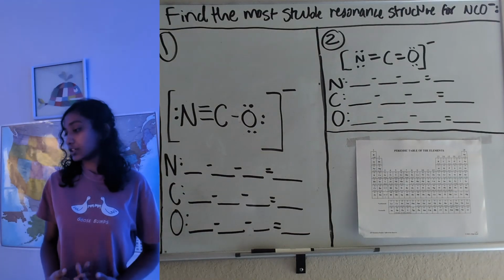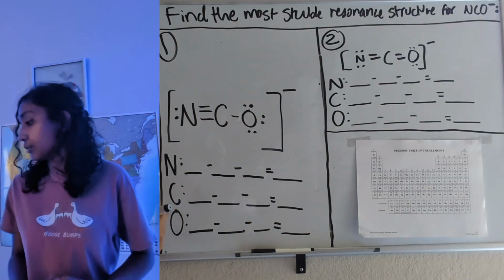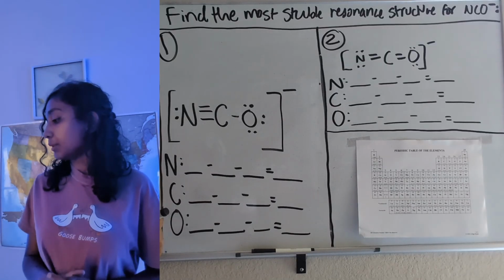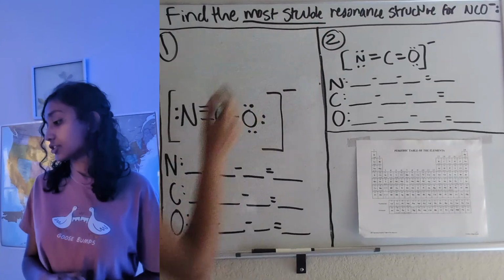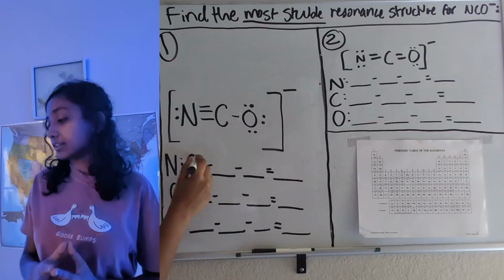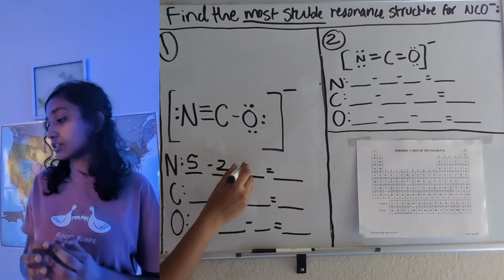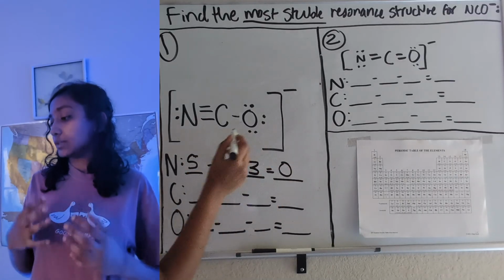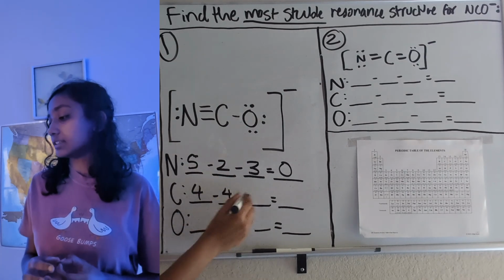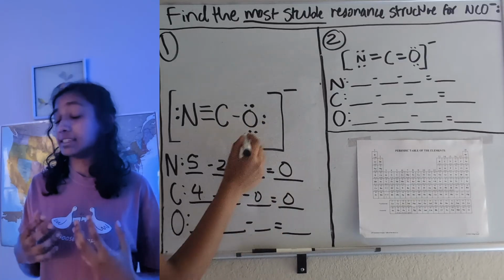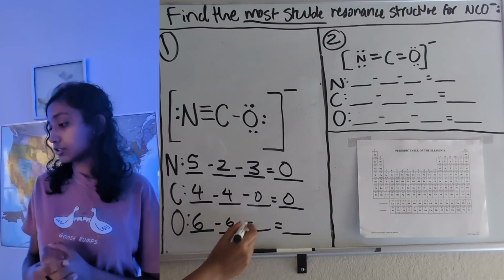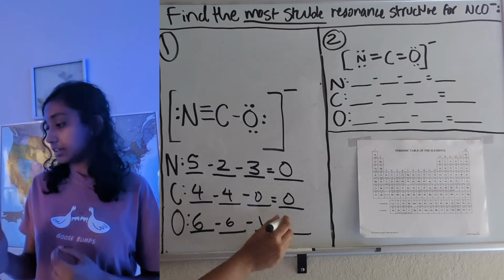These are two resonance structures for the cyanate anion, which is NCO with a -1 charge. The problem wants us to pick the most stable resonance structure. The formal charge for this nitrogen is 0. 5 valence electrons minus 2 unbonded electrons minus 3 bonds. The formal charge for this carbon is 0. 4 valence electrons minus 4 bonds. The formal charge for this oxygen is -1. 6 valence electrons minus 6 unbonded electrons and minus 1 bond.